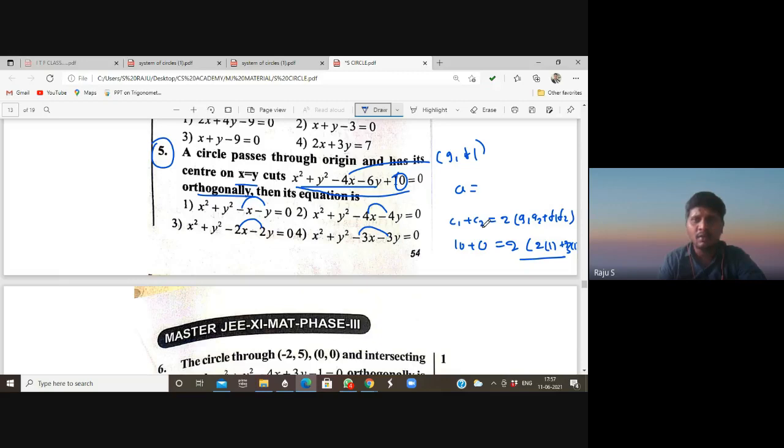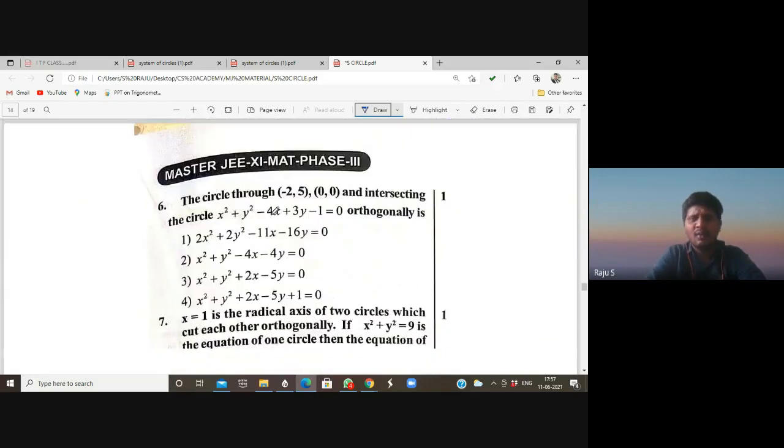In terms of a, you are going to get the a value directly. Here 5a is equal to 5. 2 1s are 2, 5s are 5. A is equal to 1. Nothing but the third option is correct. Okay, that you can try.